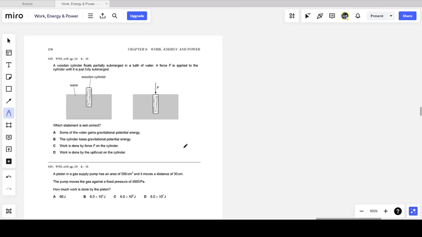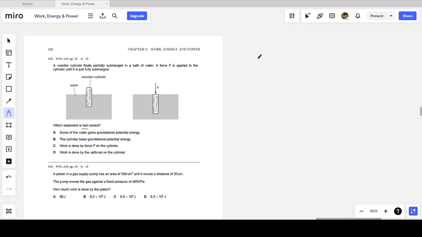Question 523 is from the winter 2019 exam, question paper 1, variant 2, and it's question 16 from the paper. We're told that a wooden cylinder floats partially submerged in a bath of water. A force F is applied to the cylinder until it is just fully submerged. And we want to know which statement is not correct, meaning 3 are correct and 1 is incorrect.